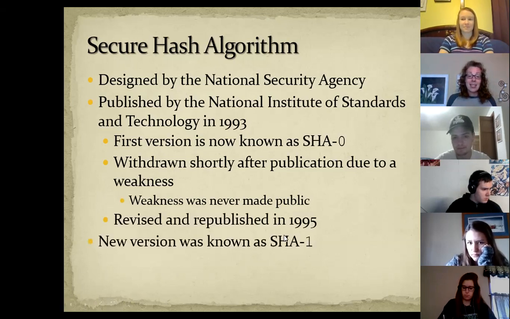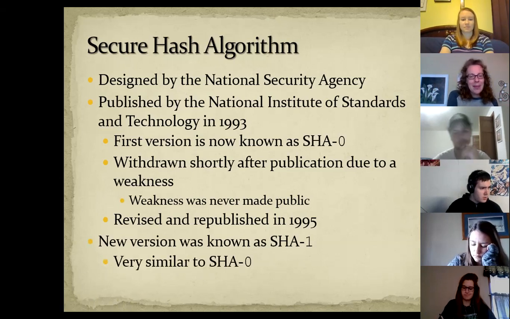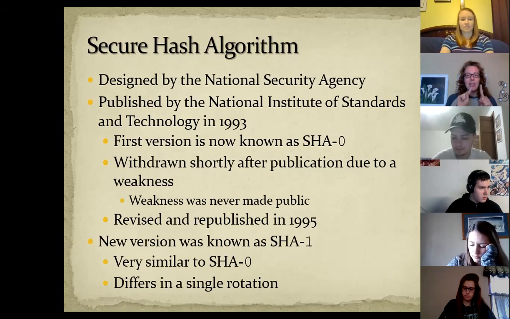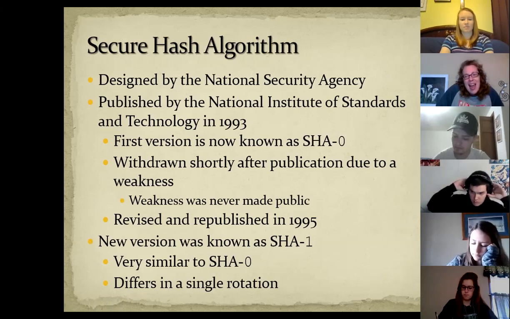It was revised and republished in 1995, so it took a couple of years, and the new version was known as SHA-1, because again, this is the government and we name things very creatively at this point. SHA-1 was very similar to SHA-0. There's a single rotation where it differs. This led to a ton of speculation as to what the actual weakness was, and I still don't think anybody necessarily knows. SHA-1 is no longer secure.